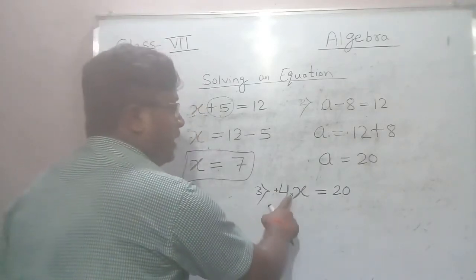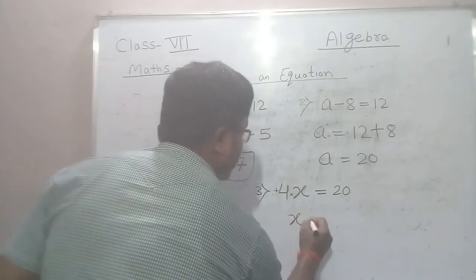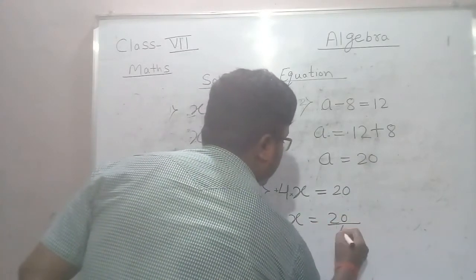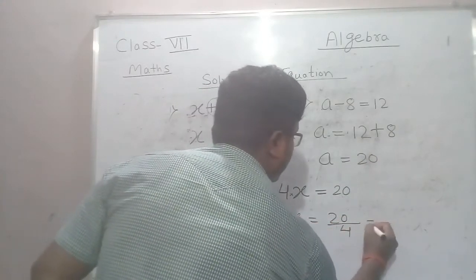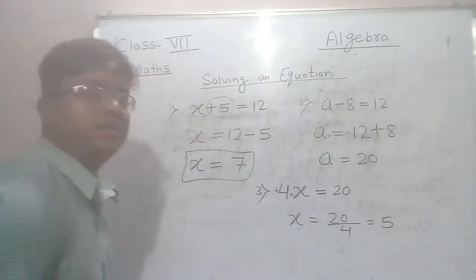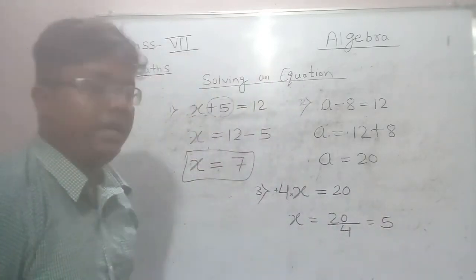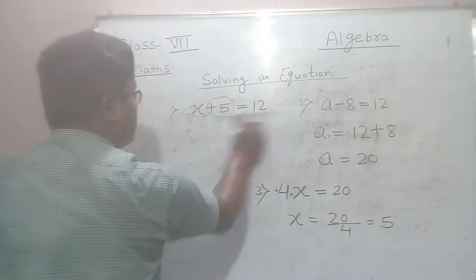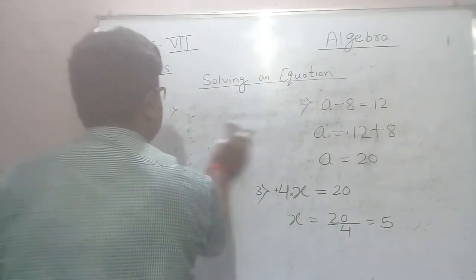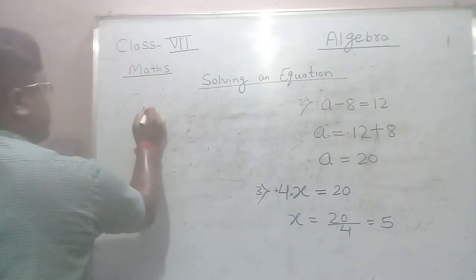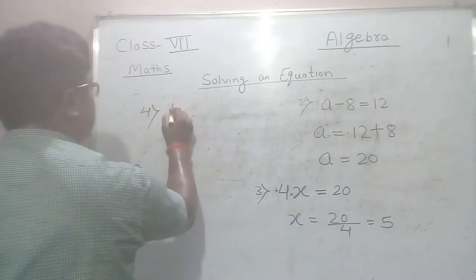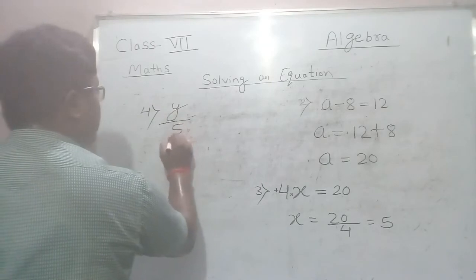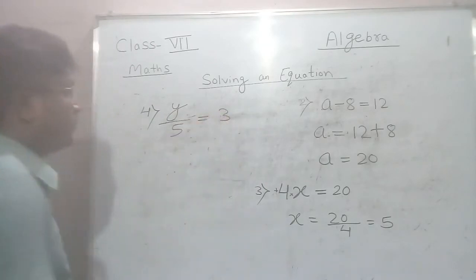Here 4 is multiplied. Now transfer to the right hand side. What will happen now? 20 divided by 4, that is your 5. Okay, so this is the value of x. Let's do some more examples. Example number 4. Suppose y upon 5 is equal to 3.